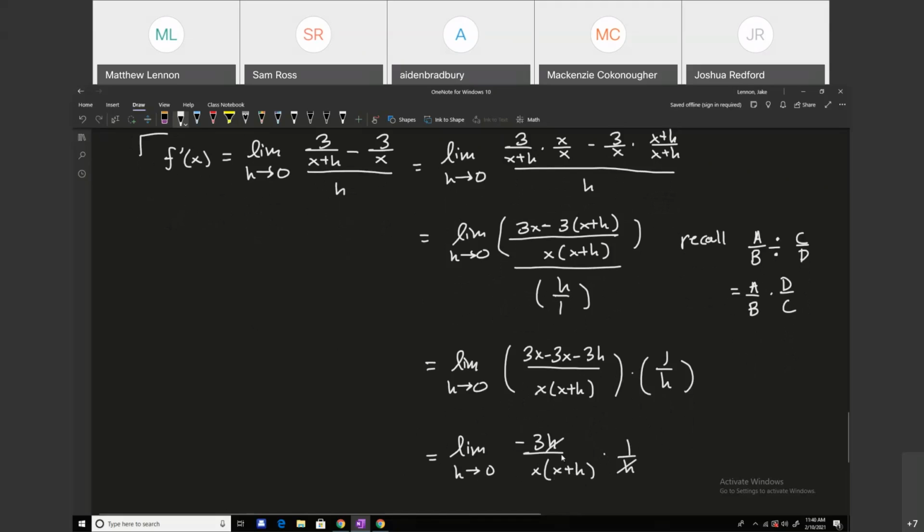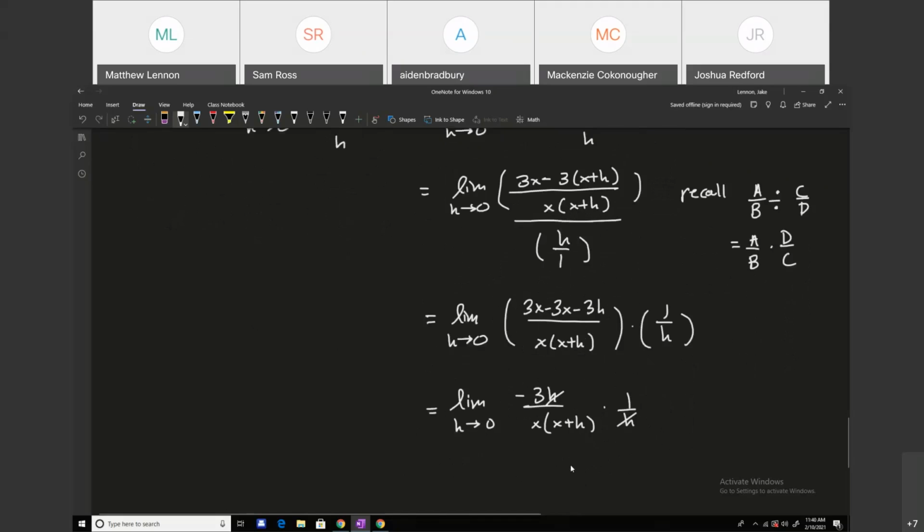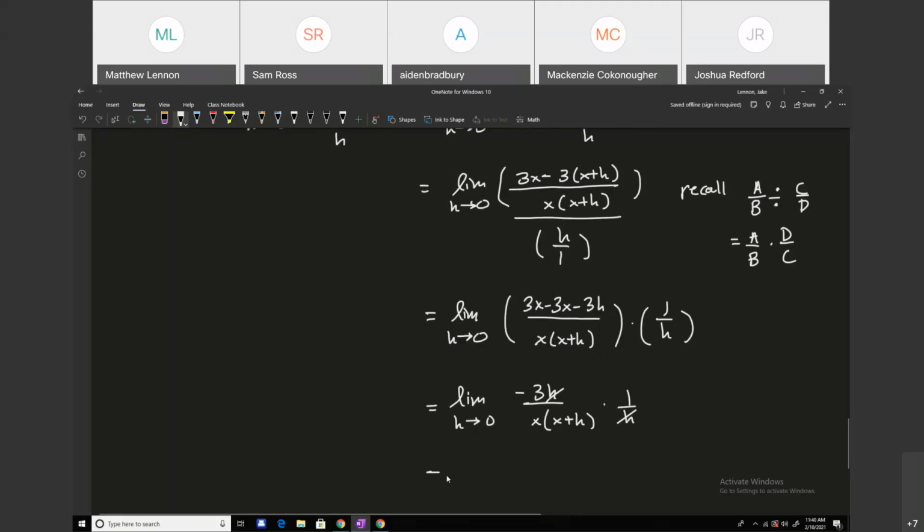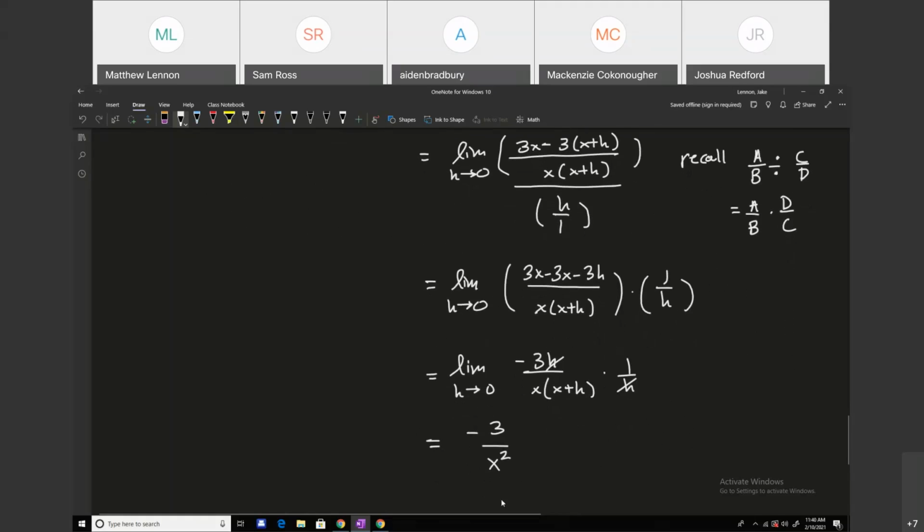So these h's are gone, and then you can plug in 0 for the remaining h. So you'll get negative 3 divided by x times x, which is negative 3 over x squared. And that is the derivative of 3 over x. So any questions on those long computations using the limit?